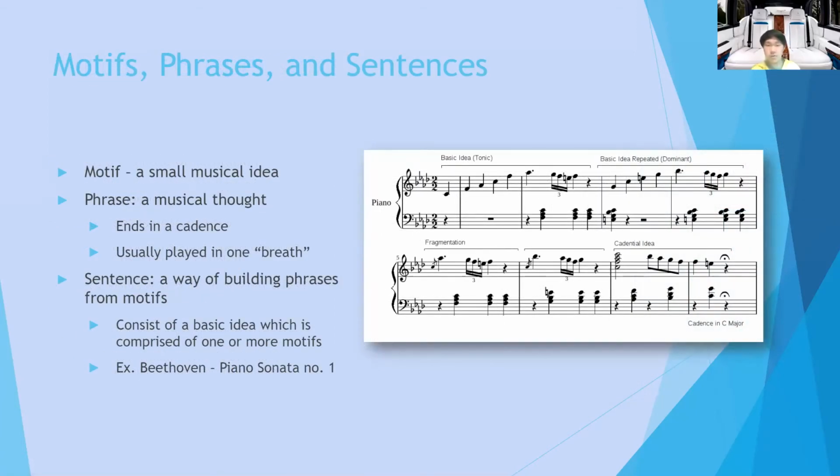Okay. So a motif is a small musical idea, and then a phrase gives a sense of completing a formal unit, and they always end in a cadence. Phrases always end in a cadence, and that's something to remember. And then we also have a sentence, which is a way of building phrases from motifs. And then a sentence can contain one or more motifs.